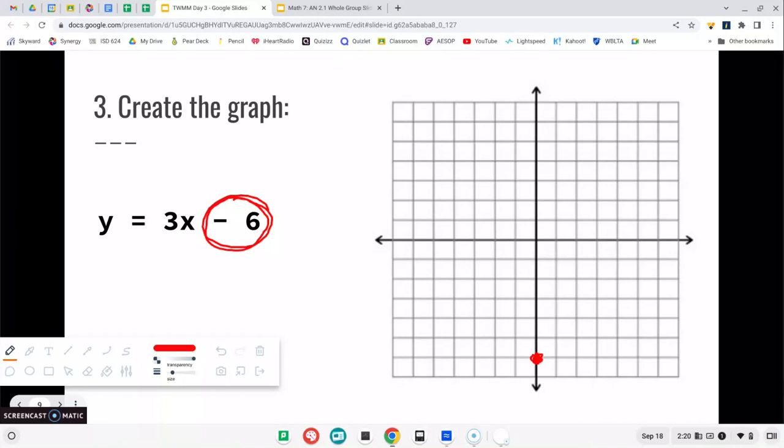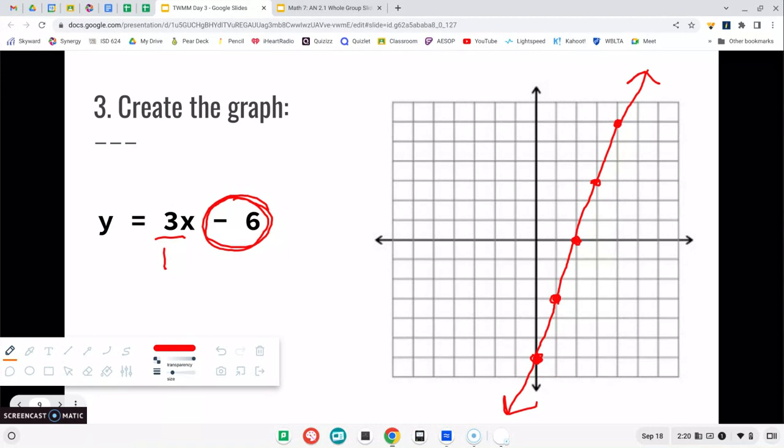Okay, then we have a slope of 3, but that actually means 3/1. I'm going to go up 3 to the right 1, and then up 3 to the right 1, up 3 to the right 1, and continue that pattern.